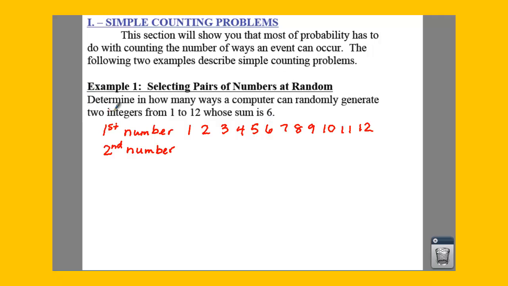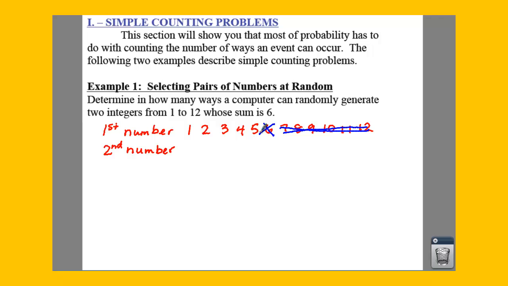It says you can choose integers from 1 to 12, not including negatives. Anything that's bigger than 6 is automatically out, because you can't sum a bigger number to get a smaller number unless you're using negatives. And would 6 count though? If your first number is 6, then 6 plus what gives you 6? You'd have to have a 0, and 0 is not going to be an integer in this case. So 6 is also out.